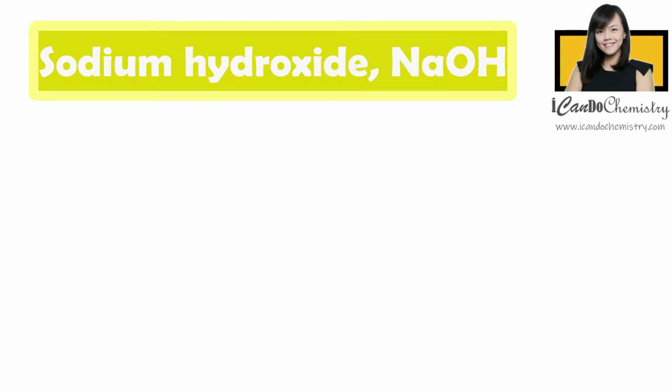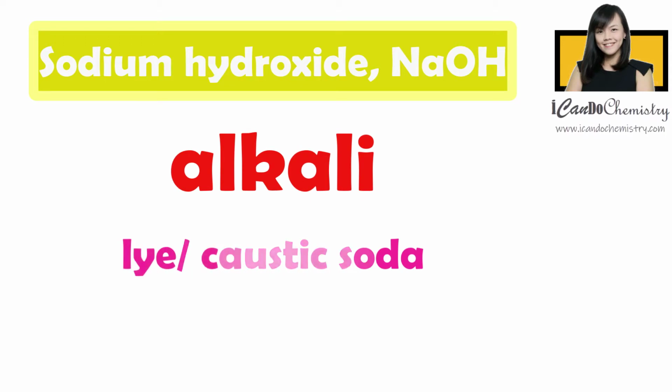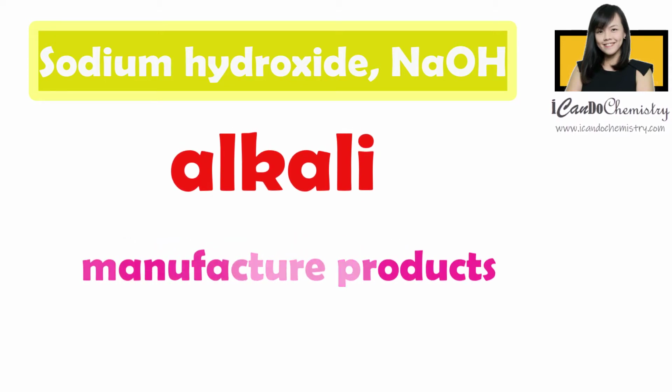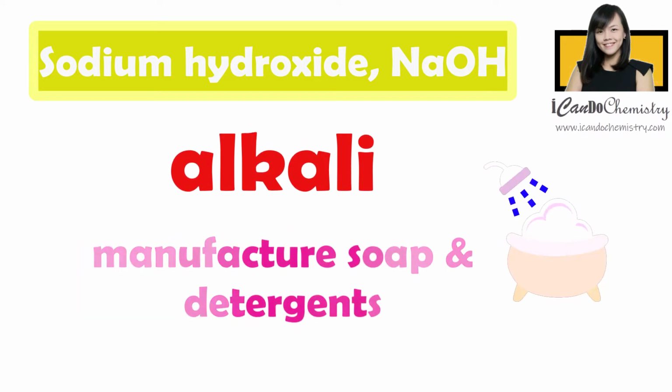Number 24. Sodium hydroxide. Chemical formula NaOH. Sodium hydroxide, a common alkali, is also known as lye or caustic soda. It is used to manufacture a variety of products, such as paper, commercial drain and oven cleaners, soap, and detergents.